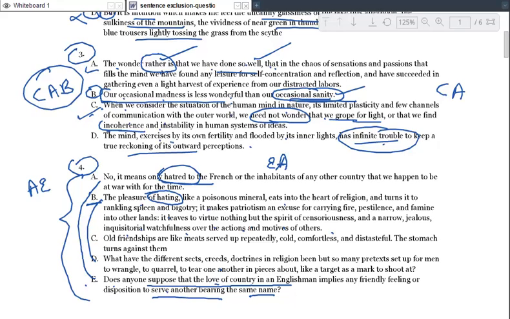Why? Because look at this. What have different sects, creeds, doctrines in religion been, so many pretexts set up for men to wrangle, quarrel, to tear, right? So you can say EABD. Of course, I'm not sure whether it is EABD or DBEA, but I'm quite sure that EA is one idea, BD is the other idea, and they're all interconnected. Now, I should not bother about connecting them because I know that C definitely is not fitting in the sequence, and therefore C is the odd one out.